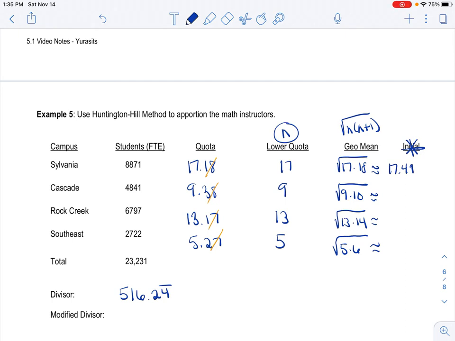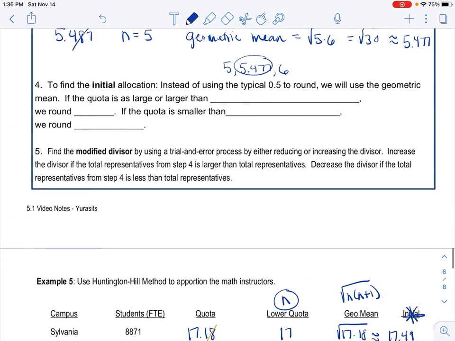All right, I'm just going to assume you're okay with using Google Sheets to find these square roots. So this would give me 9.487. This would give me 13.490. And this is about 5.47. All right. So now, how we figure this out is, to find the initial allocation, instead of using the typical 0.5 to round up or down, that's what we used in the previous one, we'll use the geometric mean. So we're going to compare.